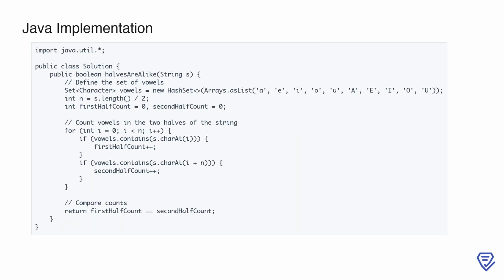This is the Java implementation of the problem Determine if String Halves Are Alike, LeetCode number 1704. The logic mirrors the Python solution, using a hash set for efficient vowel lookup and a single loop to count vowels in both halves of the string. Key differences include type declarations and the use of Java-specific collections like HashSet.